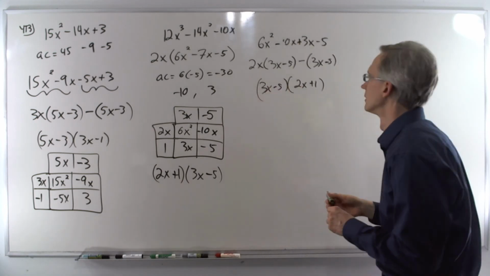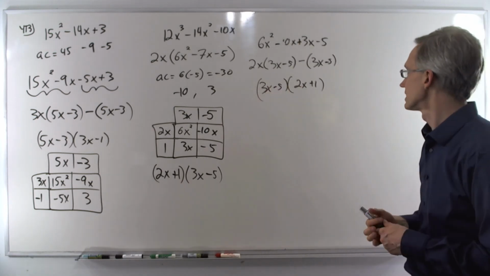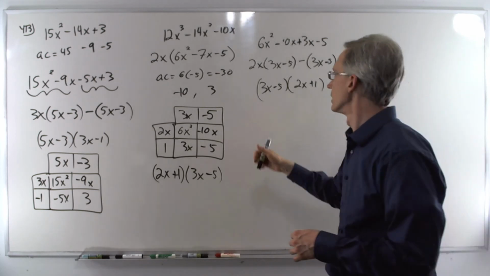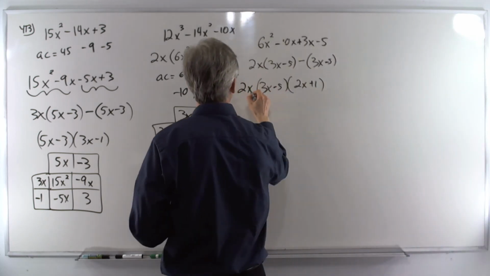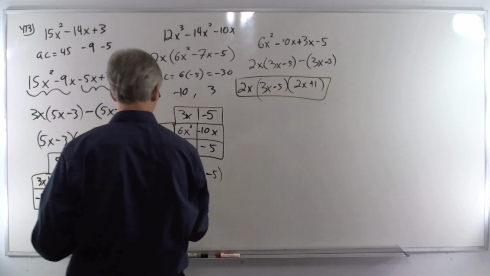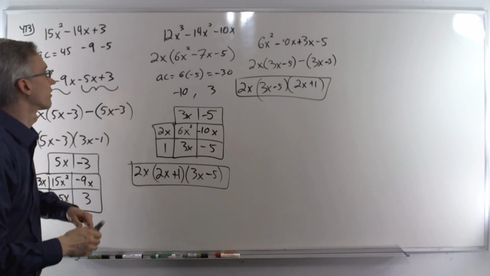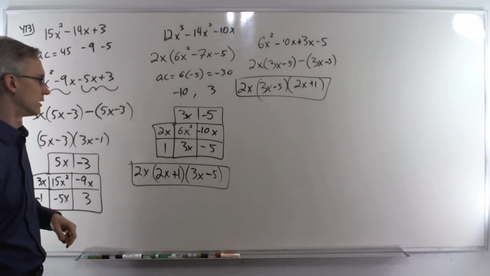There we go. So those are a good example of those little mistakes you can make that we'll catch if we check by foiling. All right, and then the final answer, we have to bring down 2x, and there you go.